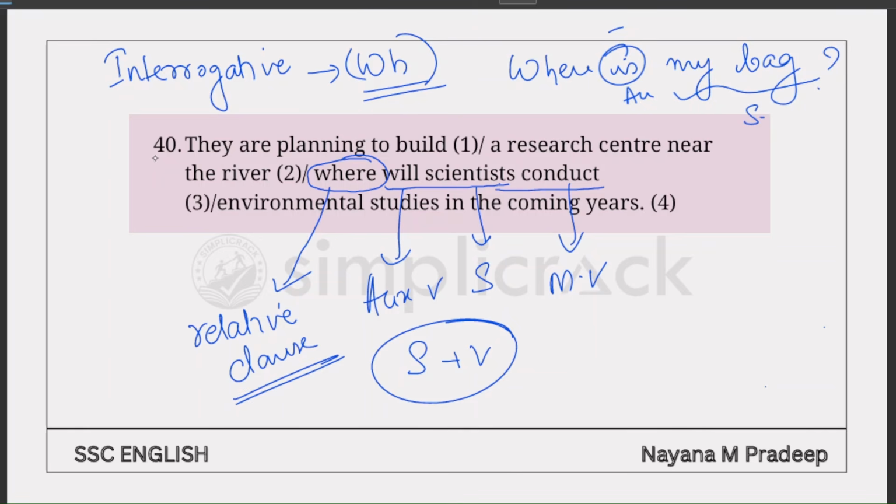But in normal statements, in assertive statements where you come across WH words introducing a relative clause, you will not use inversion. So here will scientists conduct is wrong. You have to use a normal structure: scientists will conduct. So that is the final question that we have to discuss in this particular session.